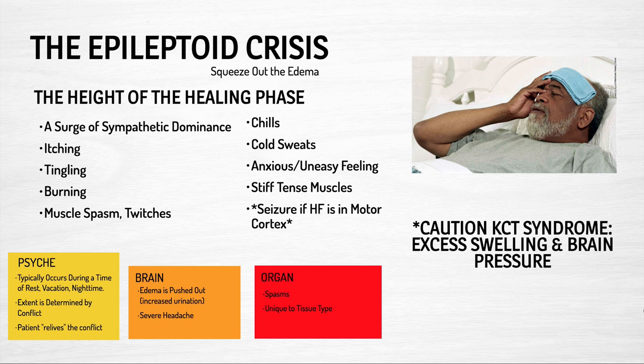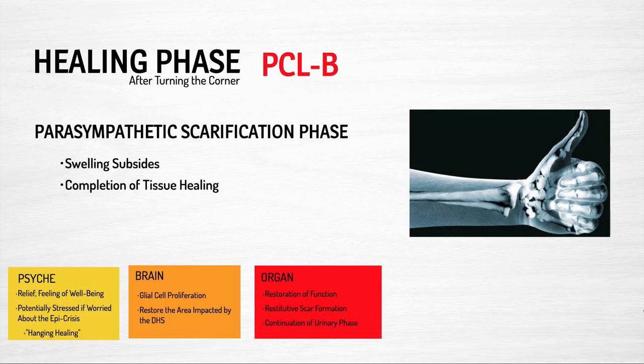You will have an increase in urination during and after this phase, and you may have a very severe headache at this time. On the organ level, we mentioned spasms. It's going to be unique to the type of the tissue. And then we turn the corner, and the second half of the healing phase, you're not totally finished yet, but this is where the swelling starts to subside and there's completion of tissue healing. There's scar tissue formation, and the body is just really repairing, really finishing up the job.